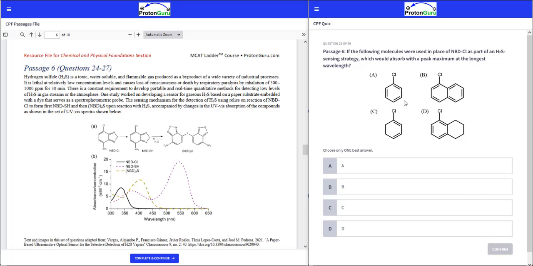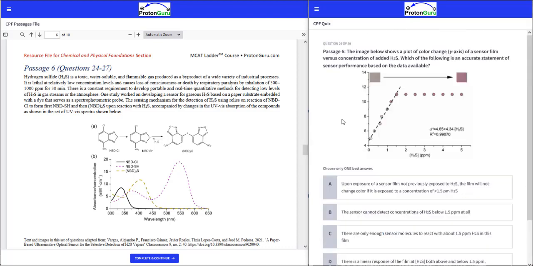So A would be said to have a longer pi conjugated system, longer wavelength. But B has the longest pi conjugated system. It goes all the way around the whole outside of the molecule, and we lack the double bonds here. So looking for that longest consecutive strain of alternating single-double, compound B by far has the most pi conjugated system.